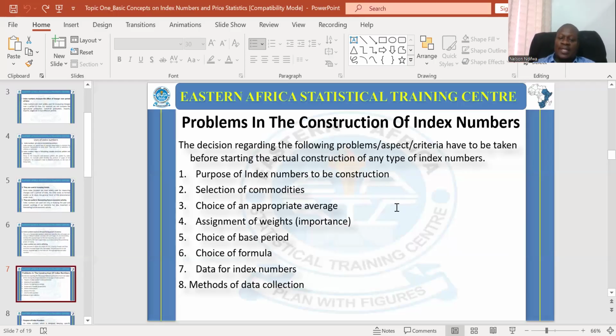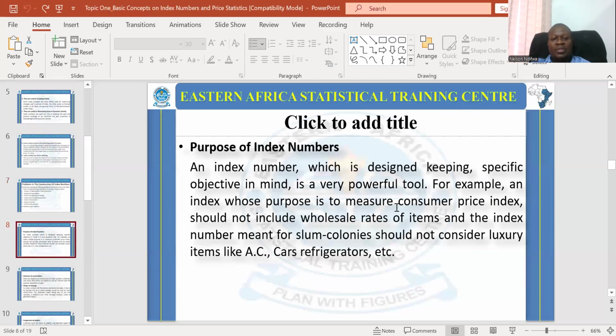And also you should have the data for the index numbers. So we should do data collection. So you should have appropriate data for computation of the index number. And the last is the methods of data collection. So we have to collect the data, so we should identify the appropriate methods for data collection. So we'll go one by one, in detail, to discuss these problems of construction of the index numbers.